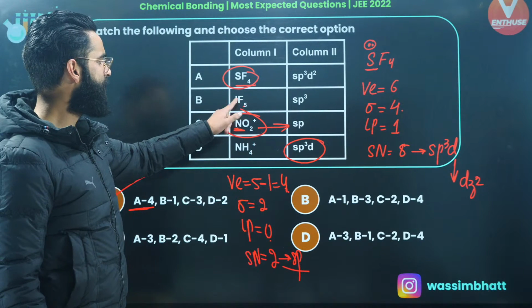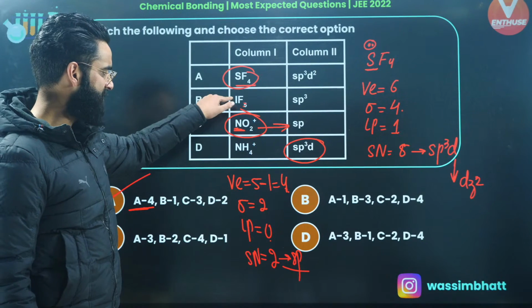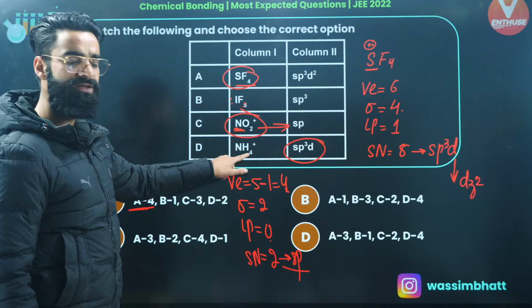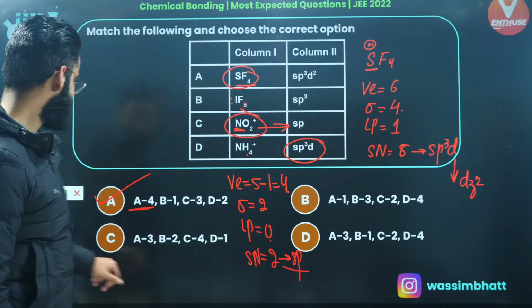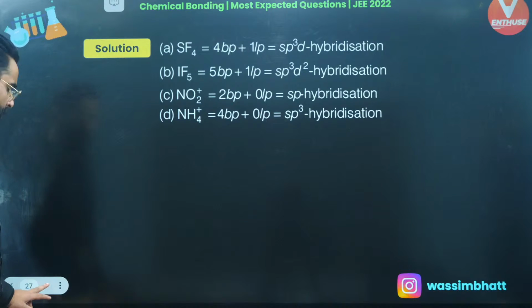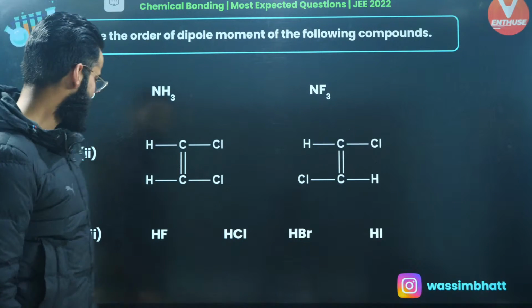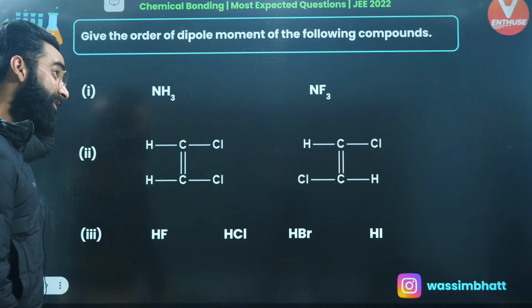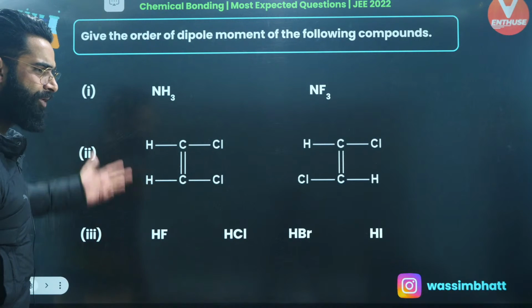Over here, 5 sigma, 1 lone pair, 5 plus 1, 6, sp3d2. 4 sigma, 0 lone pair, sp3. I'm sure this is clear to everyone. Let me move on to one more then. This is one more question. These are basically a few questions based on the dipole moment. Let's try to solve these questions as well.